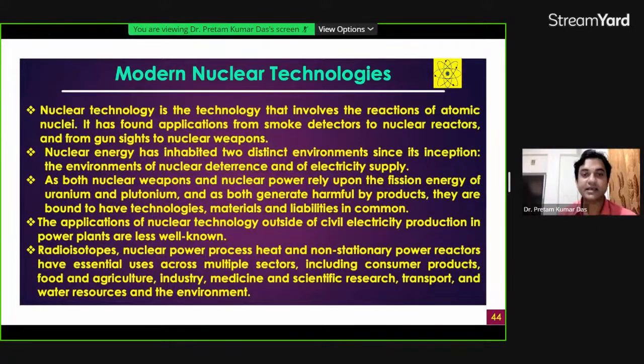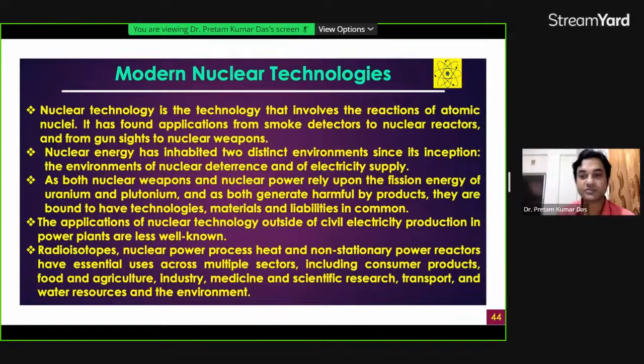Nuclear energy has inhabited two distinct environments since its inception. One is the environment of nuclear radiation and the other is electricity. Both the weapons and nuclear power rely on fission energy, uranium or plutonium, and both are harmful for human beings and the environment. So we have to be very careful about using this. We need a proper technology for using this.